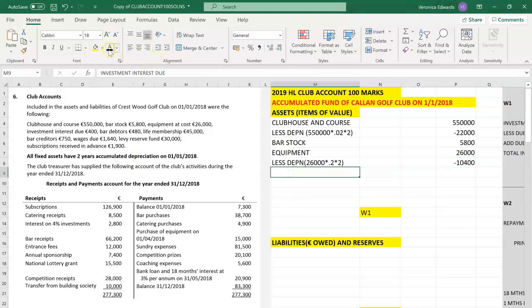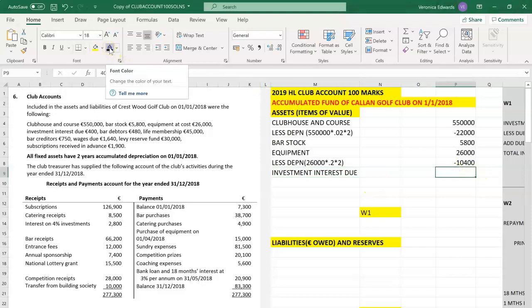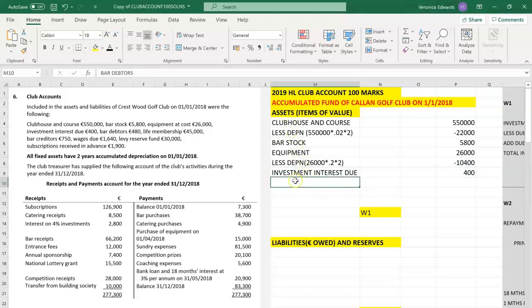If the club is due to receive €400 on its investment, then that's something of value to the club because we look at it optimistically that the club is going to receive that money in the very near future. So it's an asset, something of value, the fact that there is income due to the club.